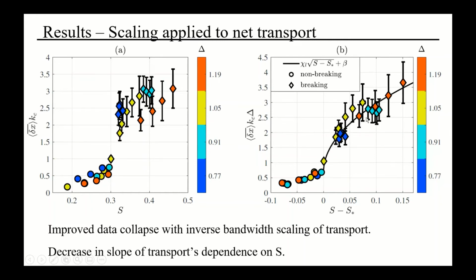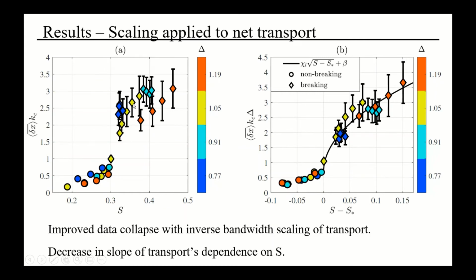And we fit that with the model where the coefficient chi sub L is a free parameter, and this vertical offset beta is just our measurement of the maximum non-breaking transport.